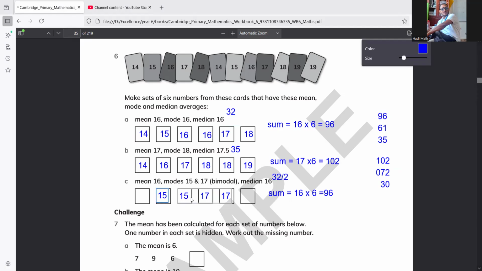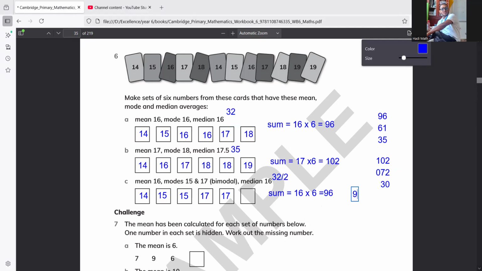When you write 15 and 15 and 17 and 17, this number here must be only 14, because there is no number less than 15, only 14. Then the last number here can be 19, it can be 18, but you need one of them. So what are you going to do? You're going to add those numbers, 17 plus 17 plus 15 plus 15 plus 14, and subtract them from 96.